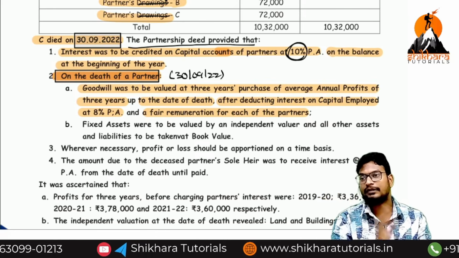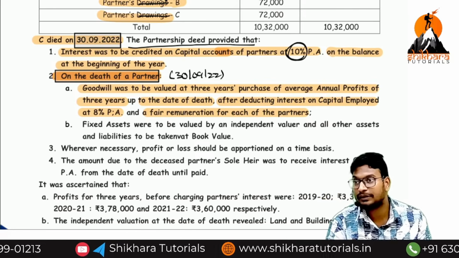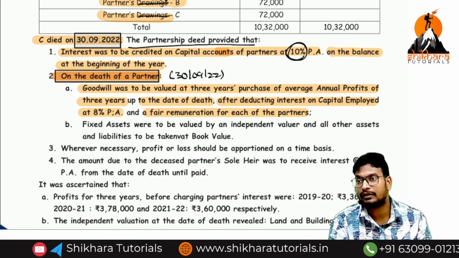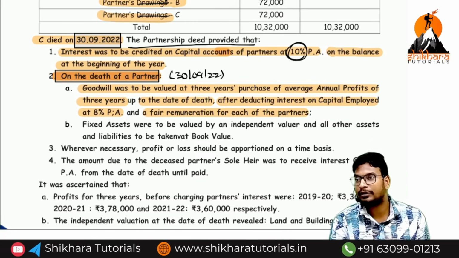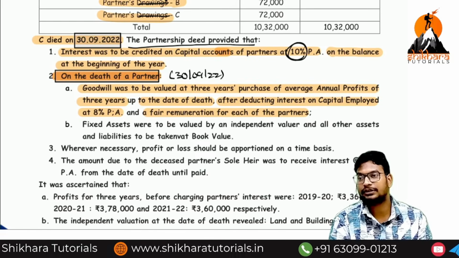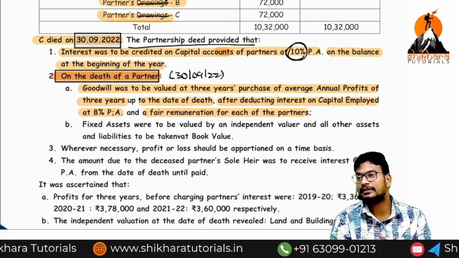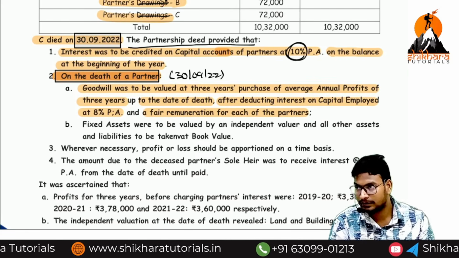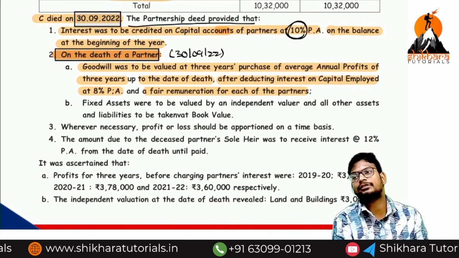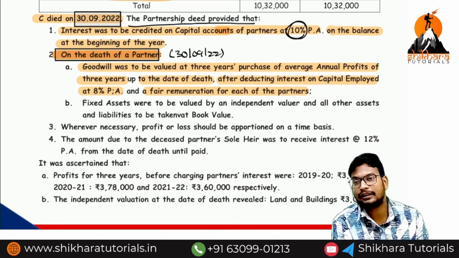But before multiplying with the number of years of purchase, first of all, what do we need to reduce? After adding all the 3 years profit, we need to reduce the interest on capital. Capital employed means nothing but capital. And then we need to reduce the remuneration to the partners. How much is the remuneration? They will say in the below question. 8% is the interest on capital, amma. They did not give the amount related to remuneration.